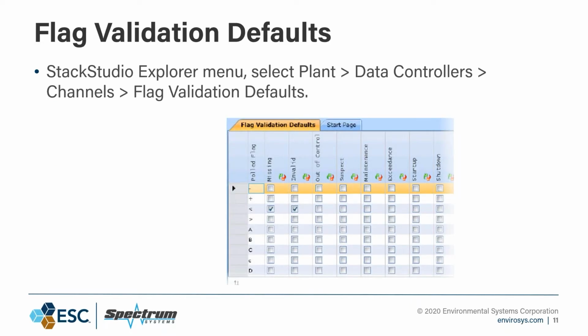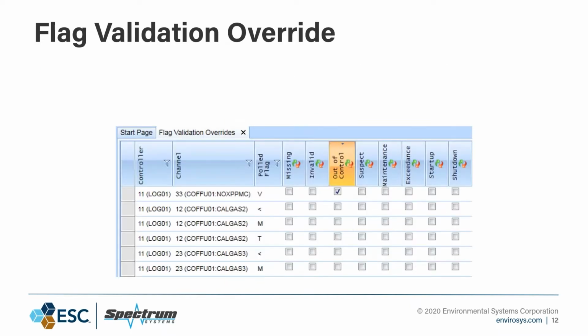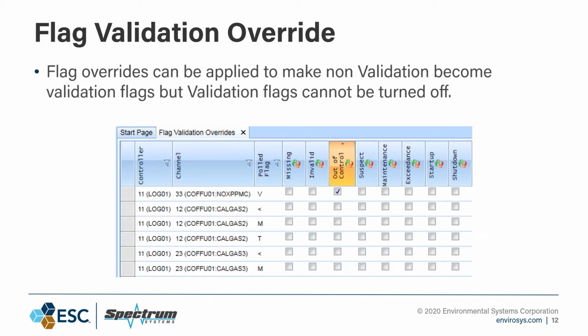Again, flag validation defaults, this is in Stack Studio, and you can change that here, but I would advise just leaving this alone. I would leave it at default. There's really not a good reason to make changes here. There are flag validation overrides, and they can be applied to other flags to mark your data in different ways, for instance, an informational flag you can mark in startup, shutdown, or out of control. But I would recommend just using defaults whenever possible because they are applied to the entire configuration.